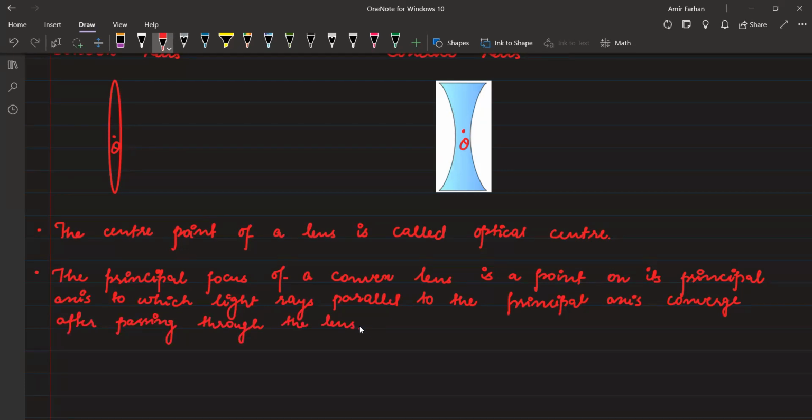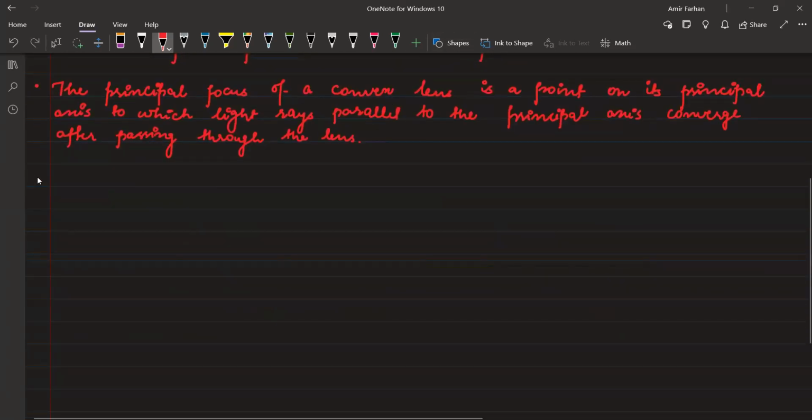Basically, we have two focuses on the lenses because light can travel in both directions. In reflection, light comes back into the same medium, but in refraction, light goes from one medium to another medium. Yes or no, everyone? So let's understand this in the convex lens first, then we will do the concave lens.